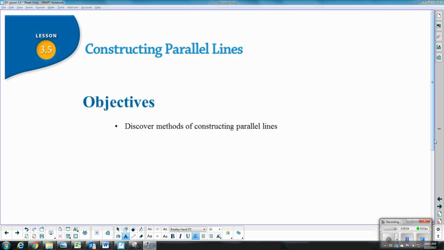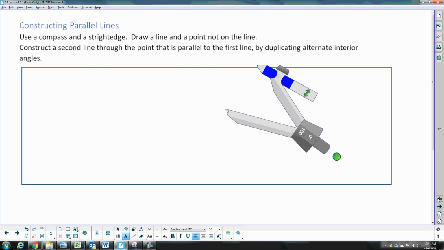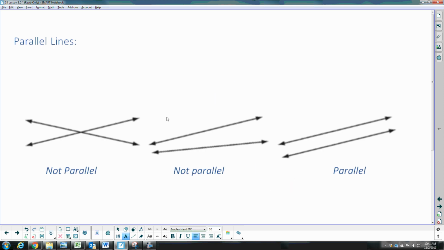This is about lesson 3.5, constructing parallel lines. So already we've constructed line segments and we've constructed congruent angles. And so we're going to use both of those to construct parallel lines and then polygons that relate to parallel lines, like a rhombus or a parallelogram or a trapezoid. So in this lesson, we're going to go over a couple methods of constructing parallel lines, but we're going to start with defining parallel lines.